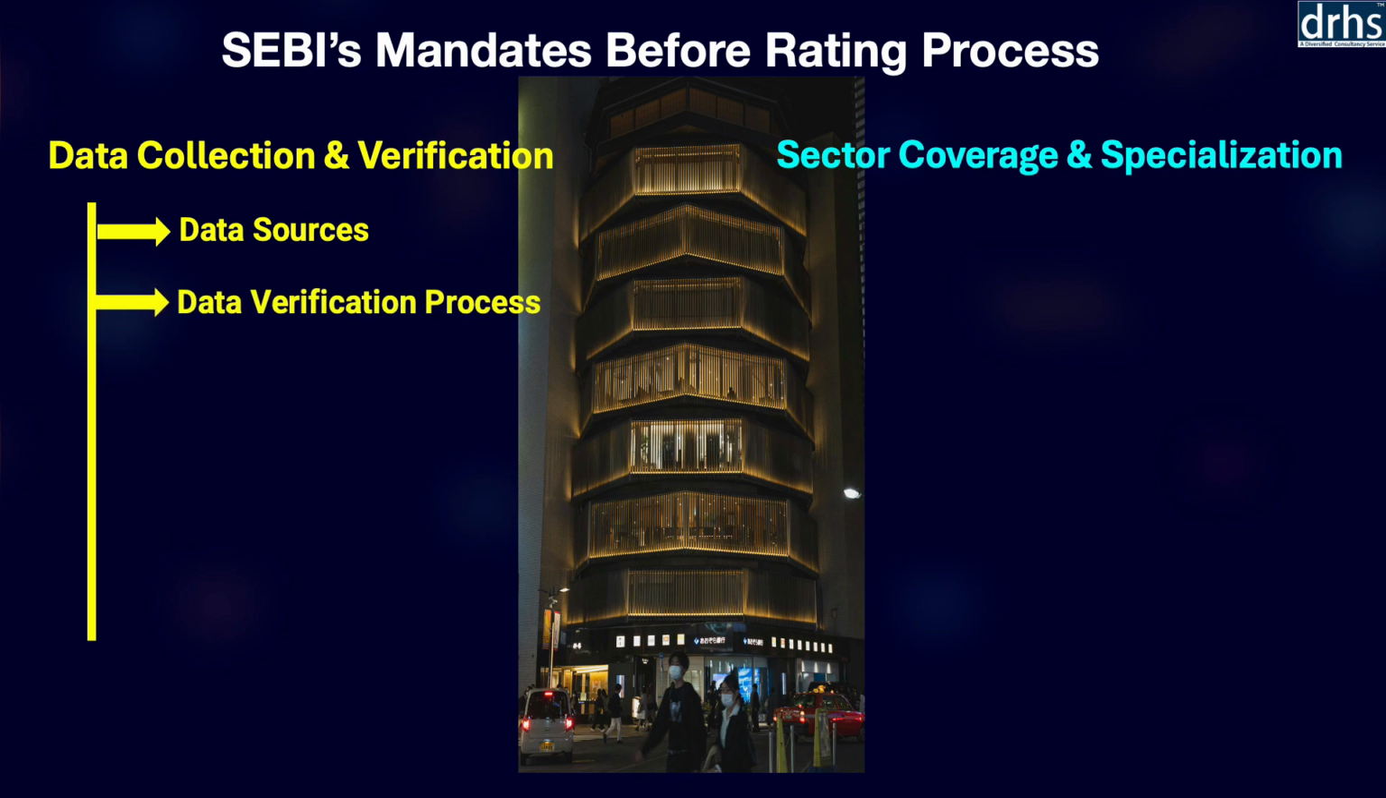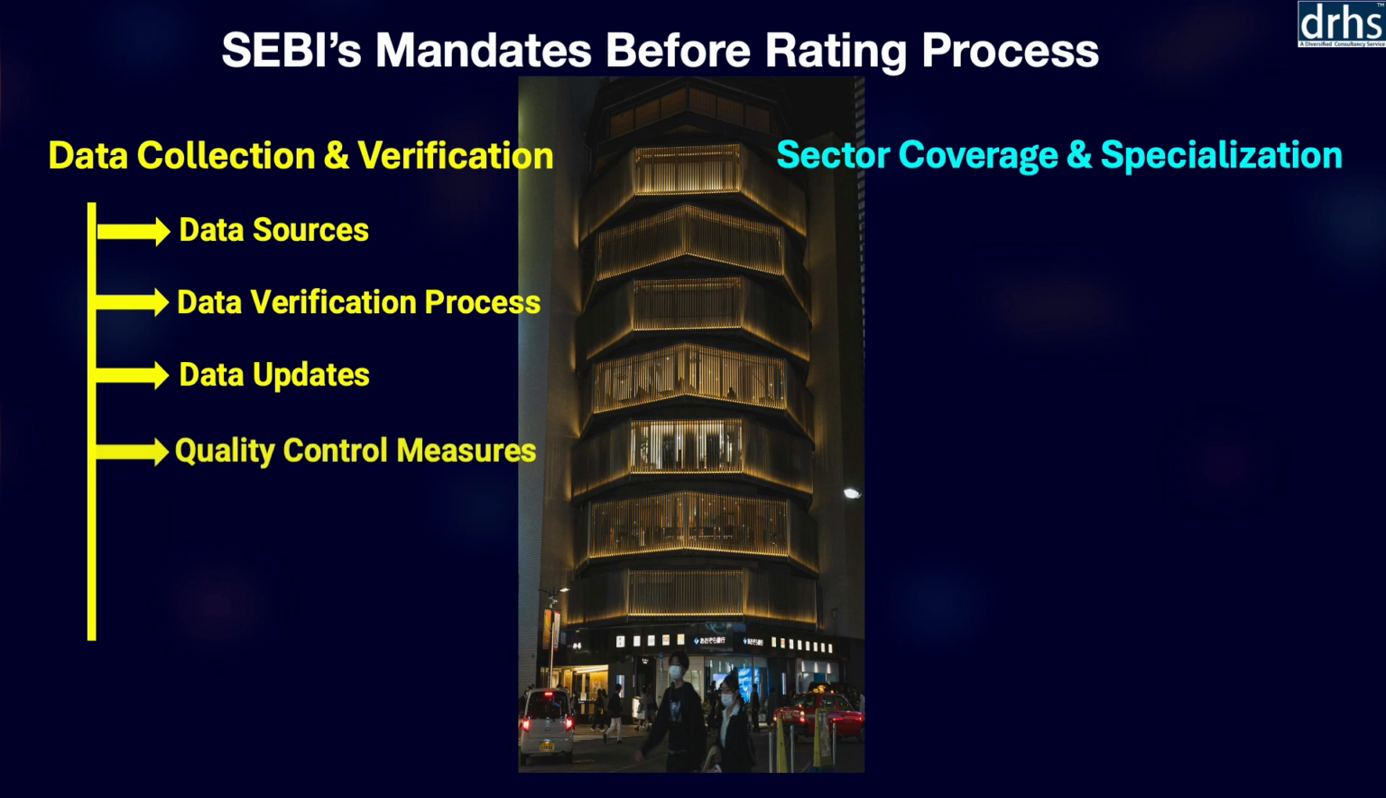Next is data verification process. The methodology examines the robustness of the data verification process. This includes checking for cross-referencing of information, fact-checking procedures, and the use of advanced technology like AI for data validation. Providers with stringent verification protocols score higher in this category. The next is data updates. SEBI considers the frequency and timeliness of data updates. Providers that regularly refresh their data and promptly incorporate new information into their ratings are awarded more points. This ensures that ESG ratings reflect the most current company performance and market conditions.